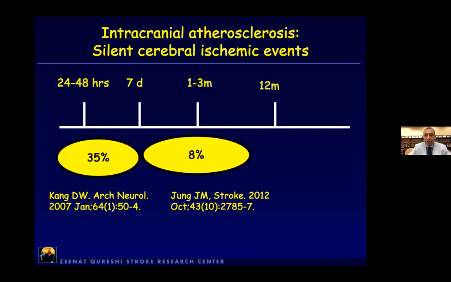If you look at serial imaging, serial MRI, so not clinical stroke but subclinical strokes, you can see a large proportion of these patients would have subclinical ischemic events after the first ischemic event. So the burden of recurrent ischemic events is much higher. It's almost like 35% in the first week and another 8% in the next 1 to 3 months, if you're talking about subclinical ischemic strokes as well. So once an initial ischemic event has occurred, patients with intracranial atherosclerosis are at high risk for developing both clinical and subclinical ischemic events.